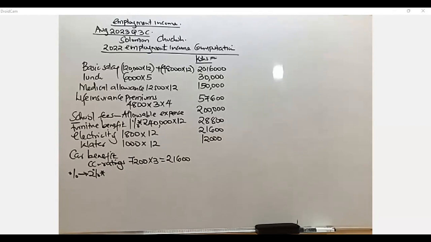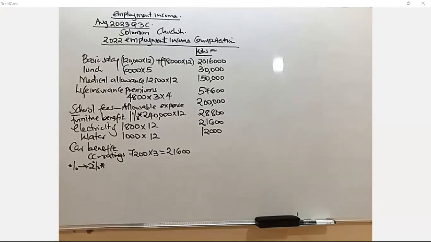How much is the cost of the vehicle? Let's look here, right? The cost of the vehicle. Okay. The cost of the vehicle is 3.2 million.